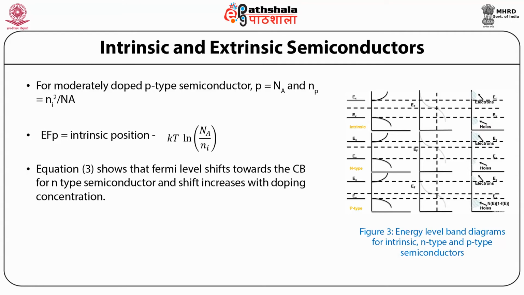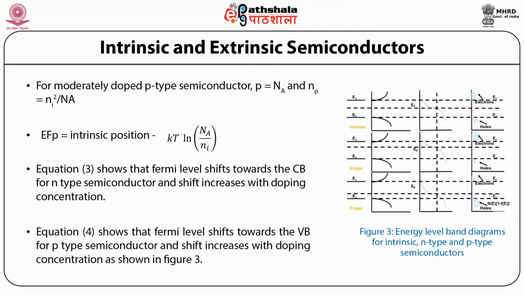So equation 3 shows that the Fermi level shifts towards the conduction band for n-type semiconductor, and the shift increases with increase in the doping concentration, which is clearly shown in this figure. Now, as noted from this figure, the Fermi level shifts towards the valence band for p-type semiconductor, and the shift increases with increase in doping concentration.